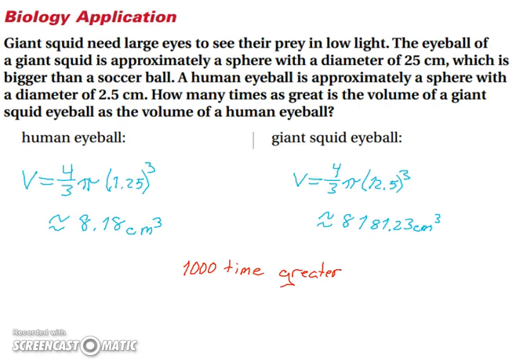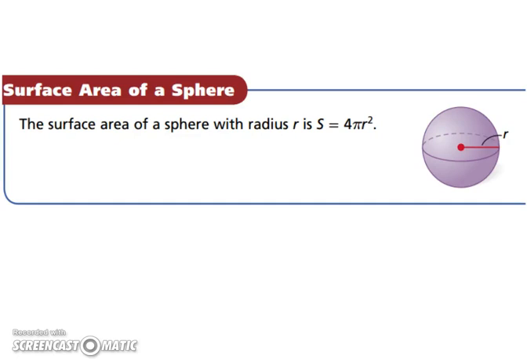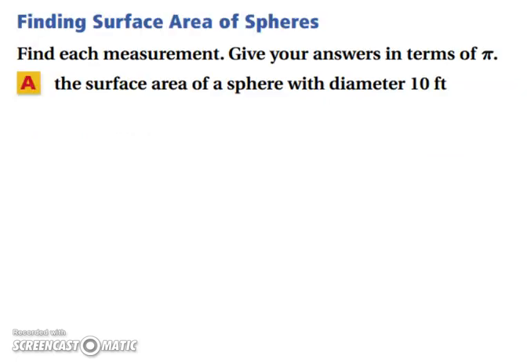Well, that would be volume. Let's try surface area. The formula for the surface area of a sphere with radius r is surface area equals 4 pi r squared. So let's try using that formula. The surface area of a sphere with diameter 10 feet. So that means our radius is 5 feet.